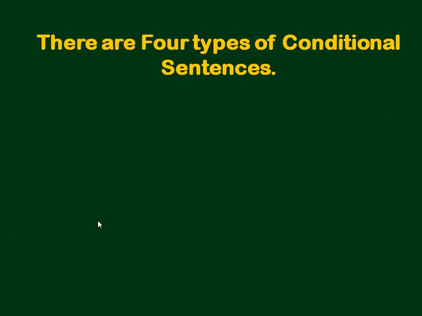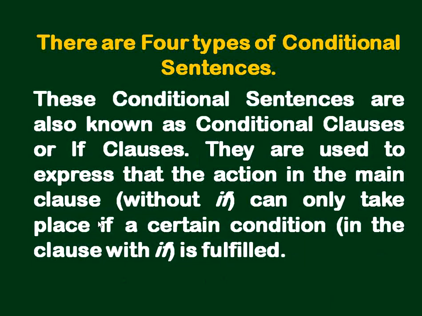There are four types of conditional sentences. These conditional sentences are also known as conditional clauses or if clauses. They are used to express that the action in the main clause, without if, can only take place if a certain condition in the clause with if is fulfilled.